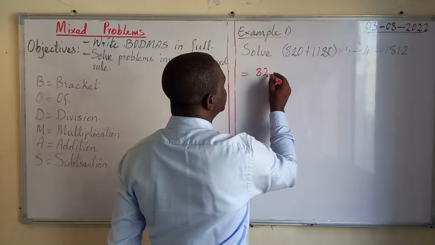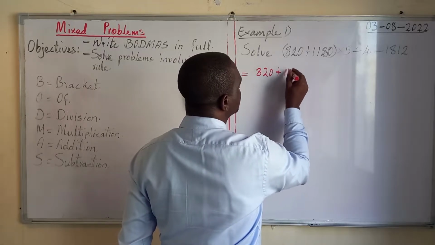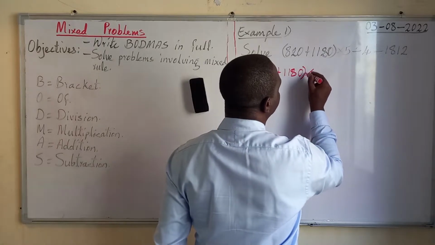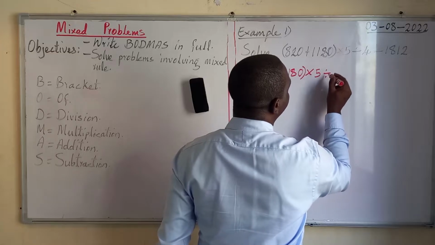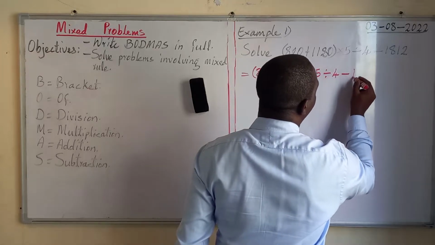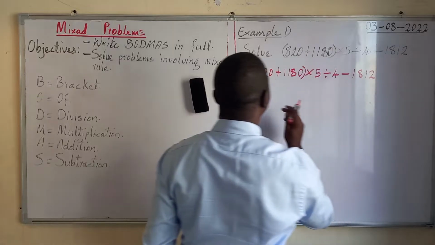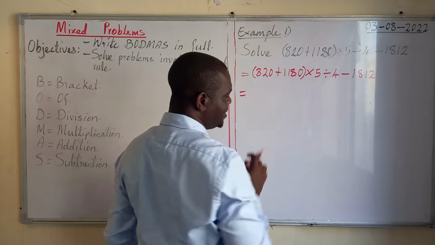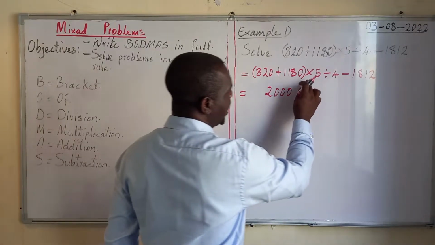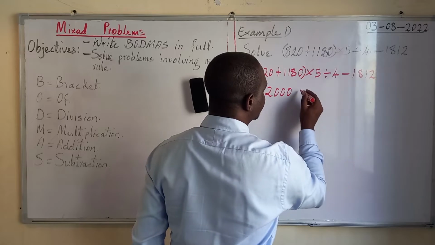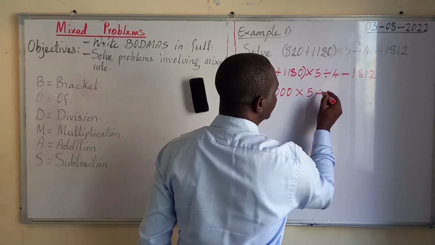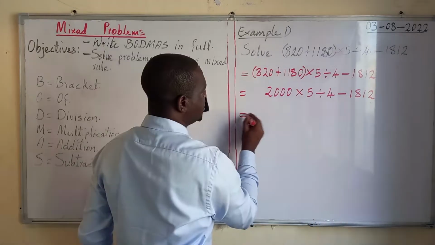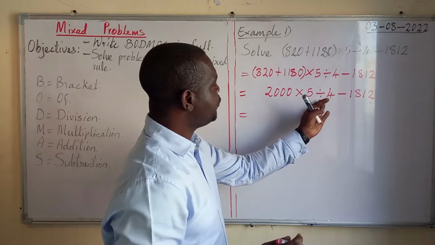We're going to restate it. 820 plus 1180 in bracket times 5 divided by 4 minus 1812. If you add 820 plus 1180, our answer is 2000, and we maintain the rest in the same order. Times 5 divided by 4 minus 1812. This is equal to, what's the next rule that follows here?